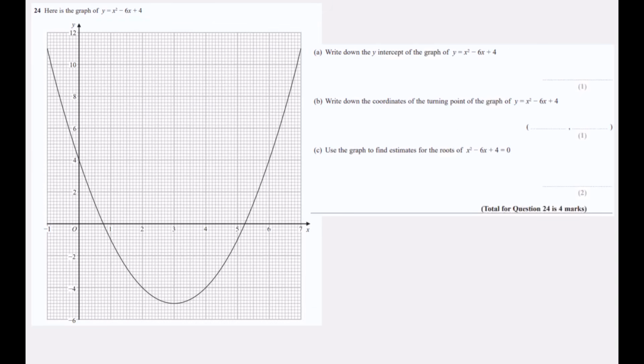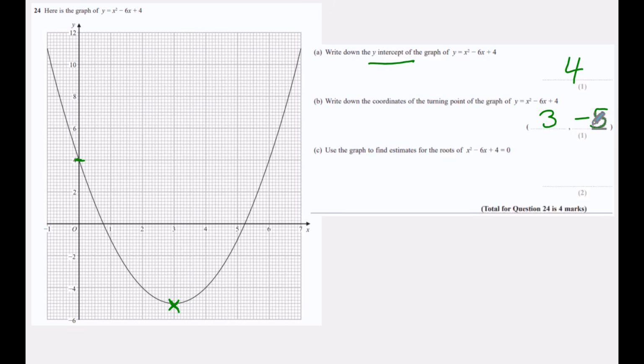Question 24. Here's the graph of y equals x squared minus 6x plus 4. Write down the y-intercept of the graph. So the y-intercept is where it crosses the y-axis. That's at 4. Write down the coordinates of the turning point. So the turning point is where it turns. So the bottom bit down here, that's at 3, -5.